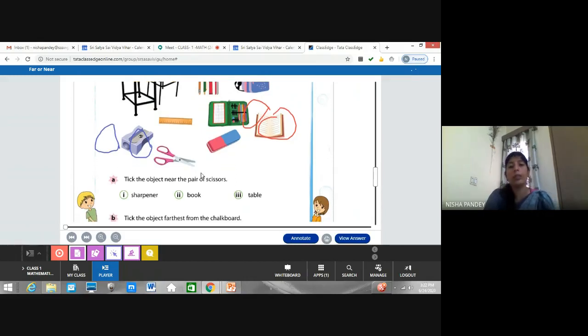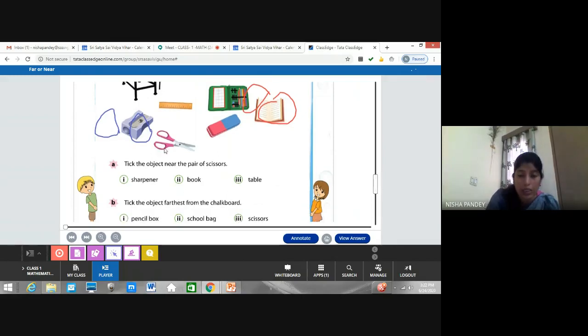Take the object near the pair of scissors. So you can see the scissors here, and what you have to do, you have to circle the object which is near the pair of scissors. Pick the object near the pair of scissors. As you can easily see here, this sharpener.